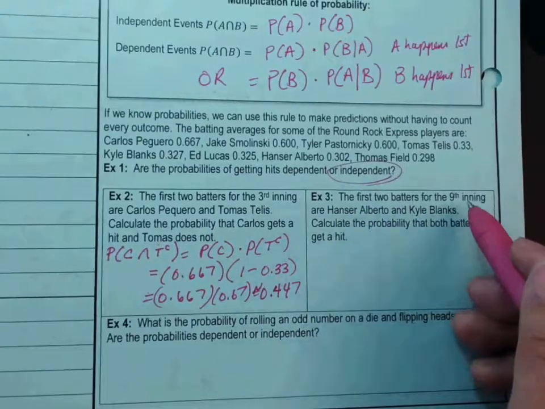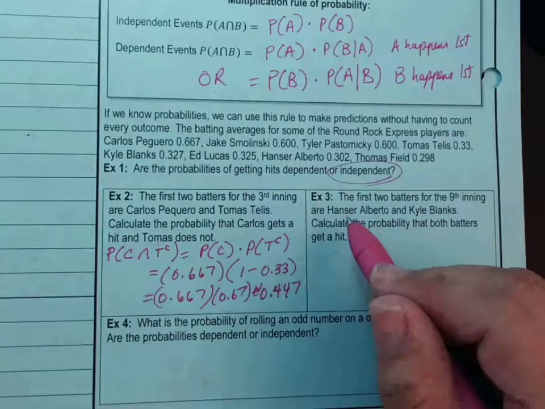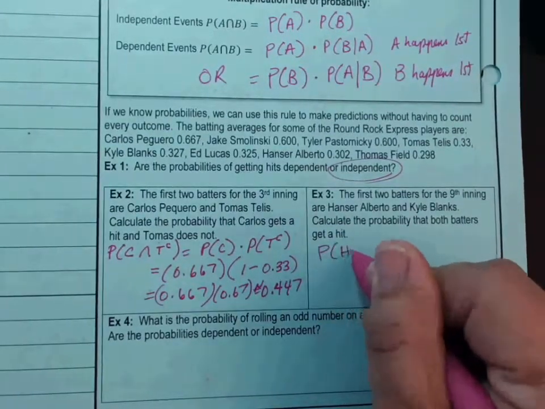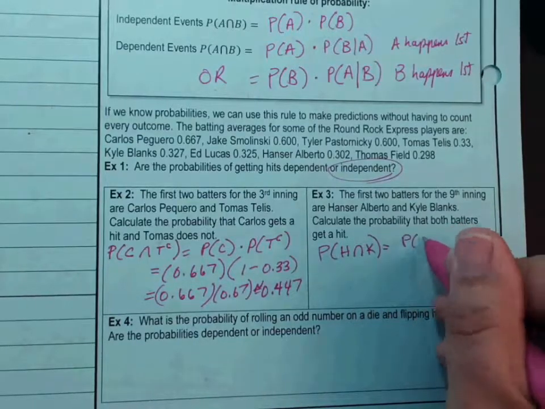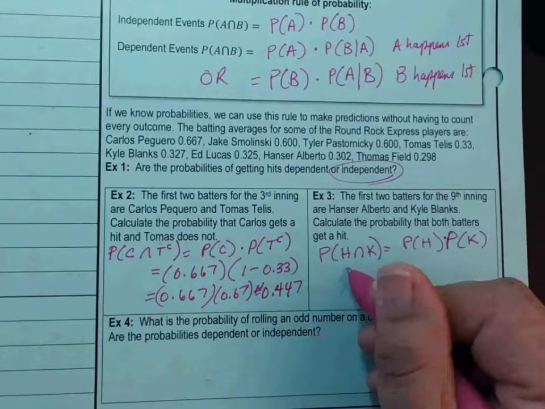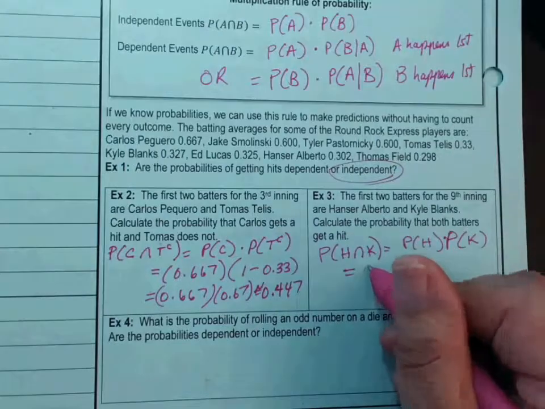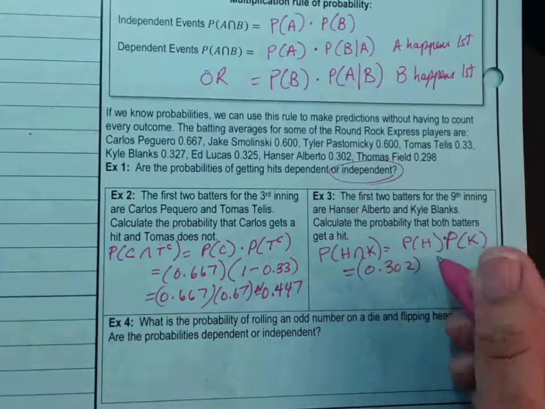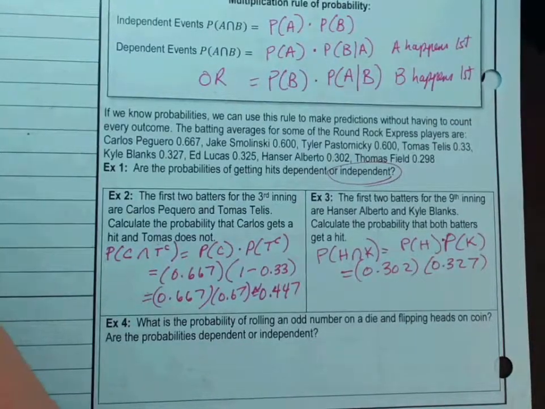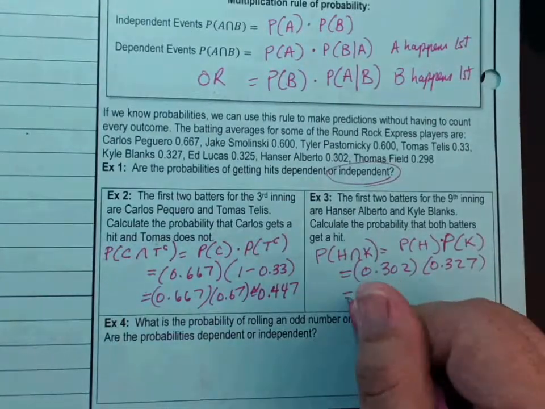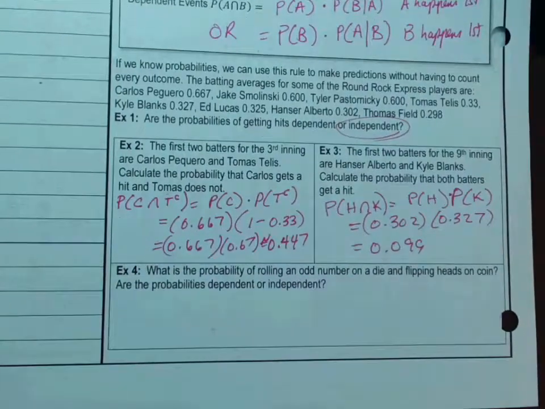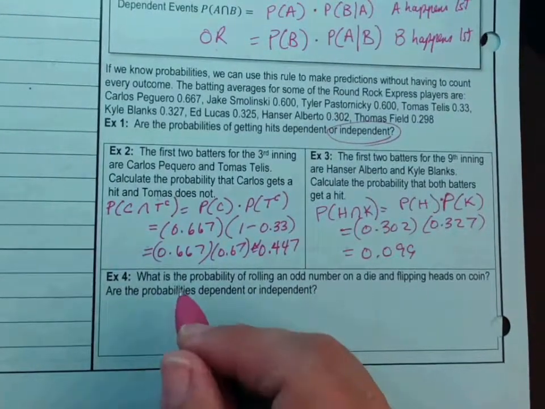Probability the first two batters for the ninth inning are Hanser and Kyle. Calculate the probability that both get a hit. So that's Hanser and Kyle both making hits. This one's even easier. I don't have to do a complement. Just multiply the two probabilities. Hanser's probability is 0.302 and Kyle's is 0.327. Which is roughly, after rounding, 0.099. Okay?